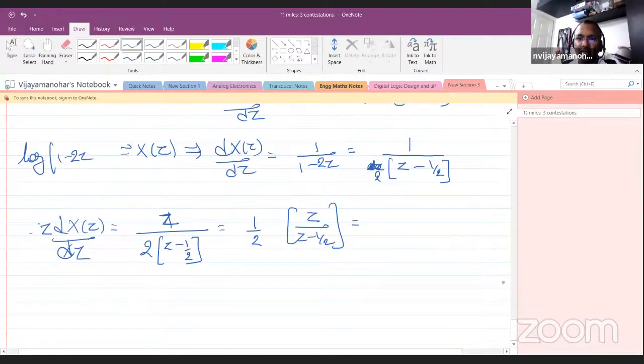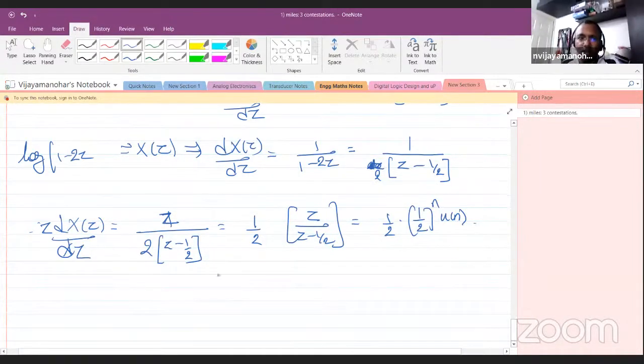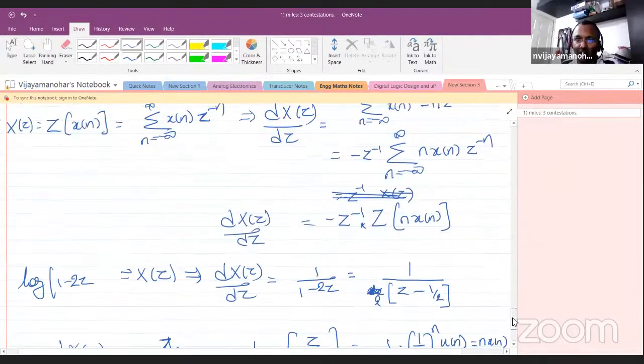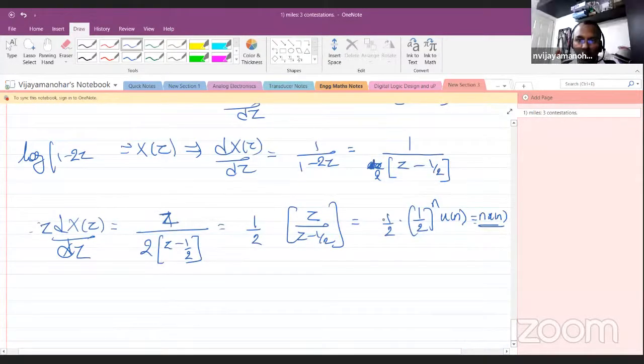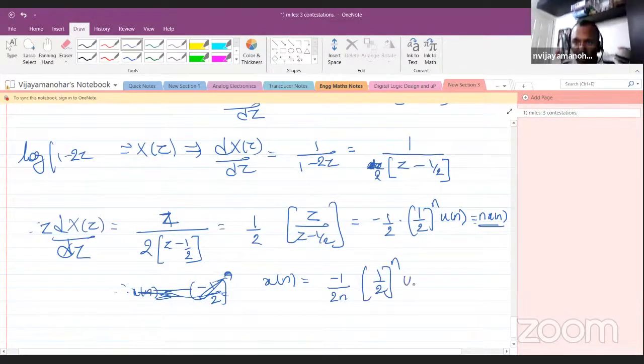And mod z is greater than half is the ROC. So this will be 1 by 2 into 1 by 2 power n u of n. So this is the x of n, correct? This is n x of n, correct? So I have to multiply by minus, so there will be a minus also here. So this will be your n x of n. So therefore x of n is 1 by 2n, 1 by 2 power n u of n.